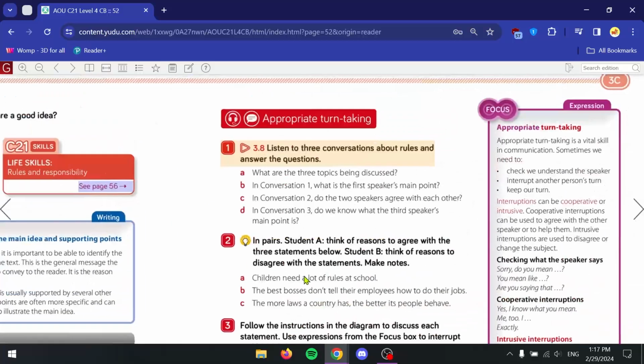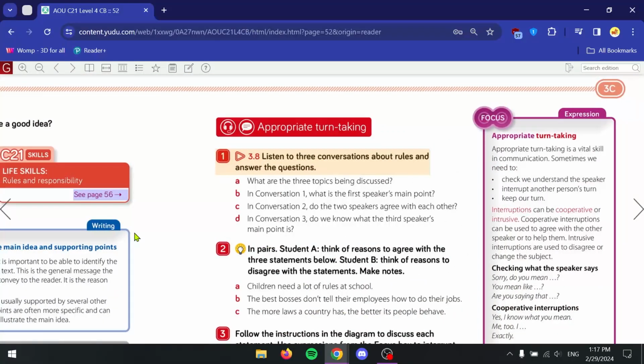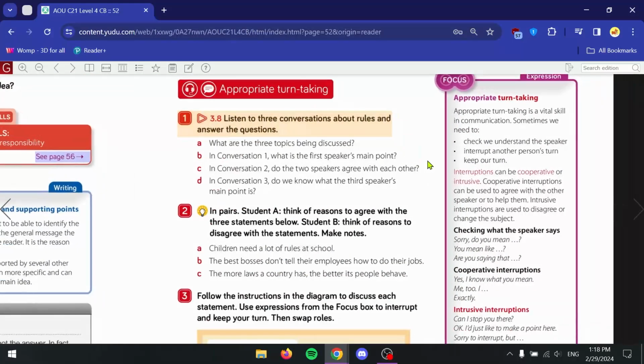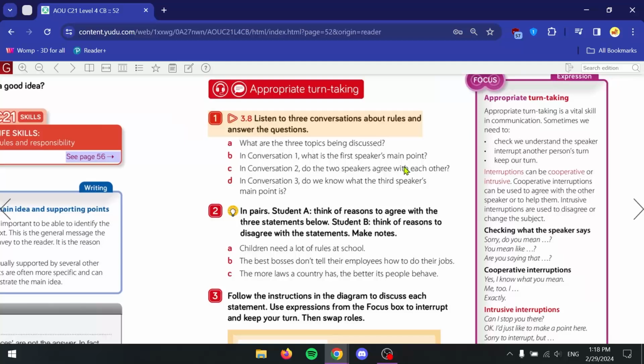Now, let's talk about turn taking. Let's go to the focus first. Appropriate turn taking is a vital skill in communication, and sometimes we need to check we understand the speaker, interrupt another person's turn, or keep our turn.